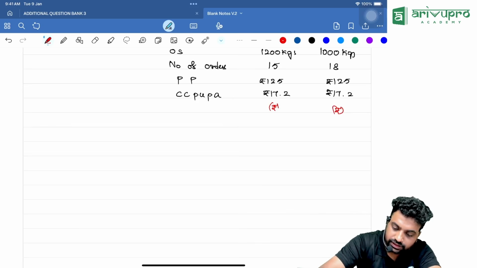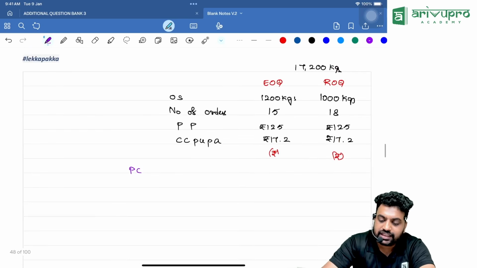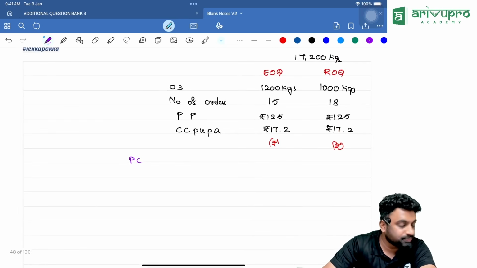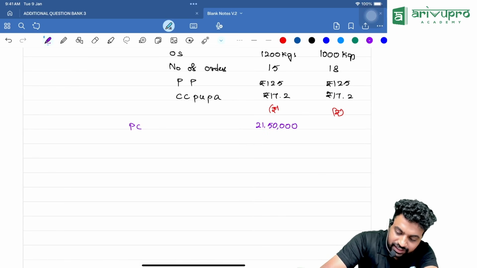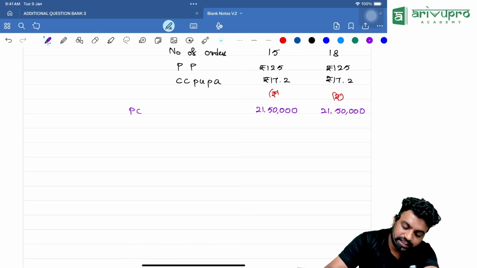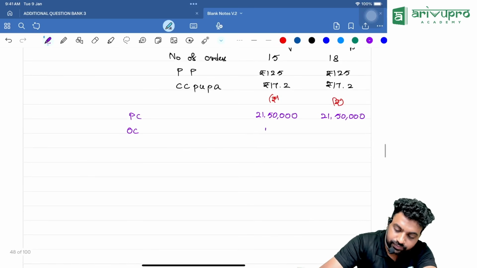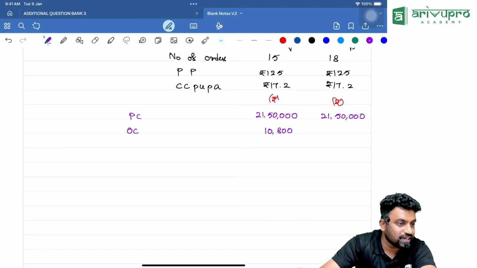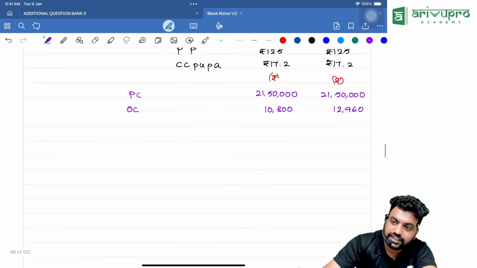Rupees. First one would be your purchase cost. Purchase cost would be 17,200 into 125. 21 lakh 50,000. You know that quantity discount is not there, so automatically this will cost you the same. Correct? Next is your ordering cost. Per order how much? 720. So 15 into 720, 10,800. 18 into 720, 12,960. That is your ordering cost.